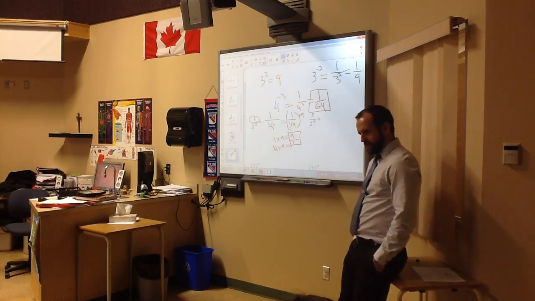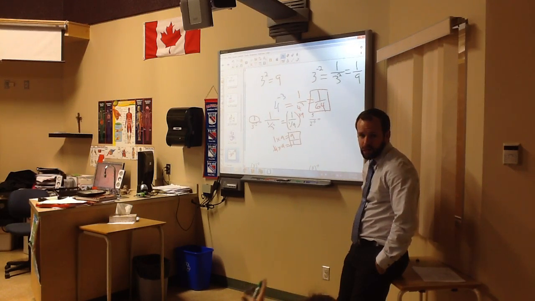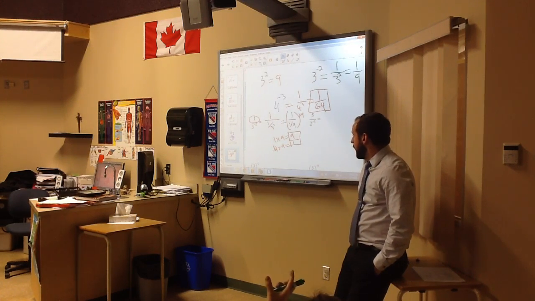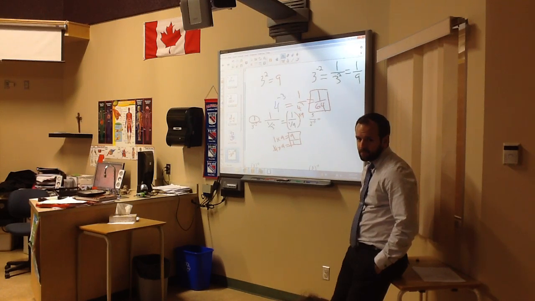Are there any questions on that? It's a lot, for sure. Yep. So 1 over 3 to the negative 2 is 9. 1 over 3 to the negative 2 is 9, yep.